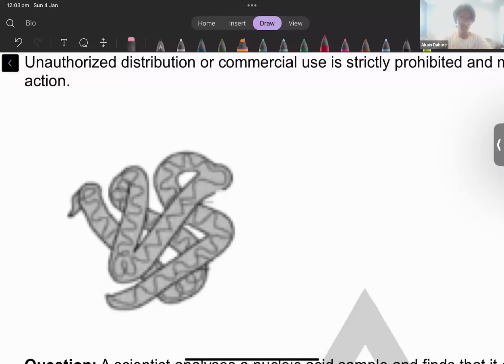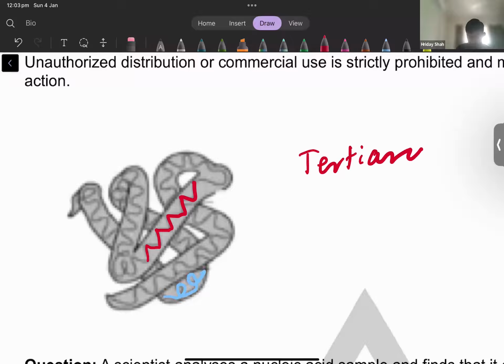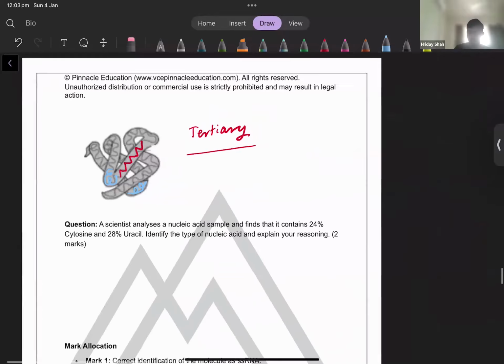It's tertiary, right? So again, we can see this was from the booklet above. Beta pleated sheets and alpha helices. You can also actually see another alpha helices here. So those are some examples of how we typically test it in MCQ.